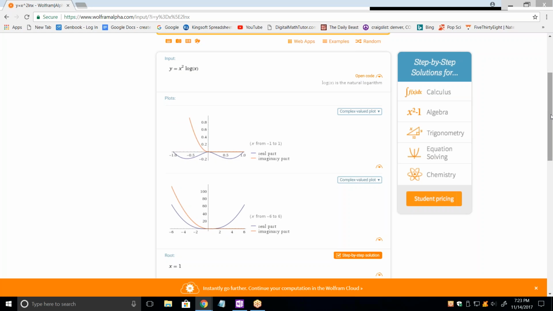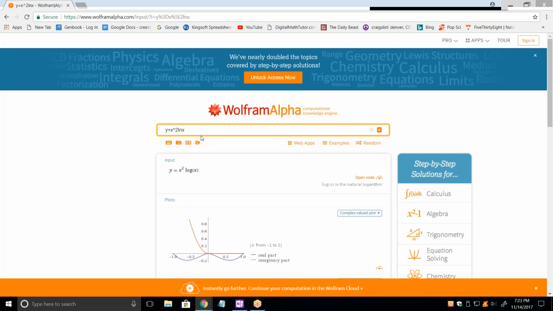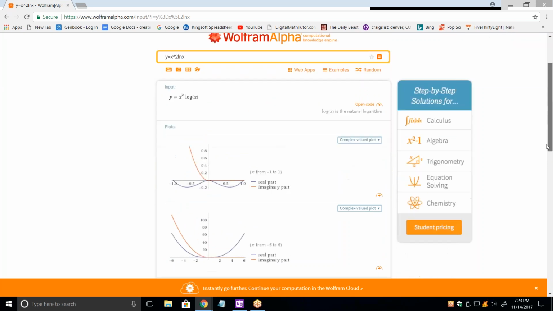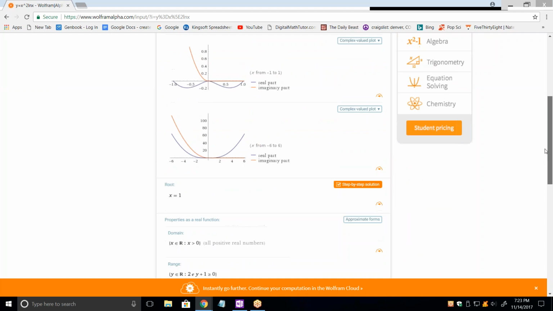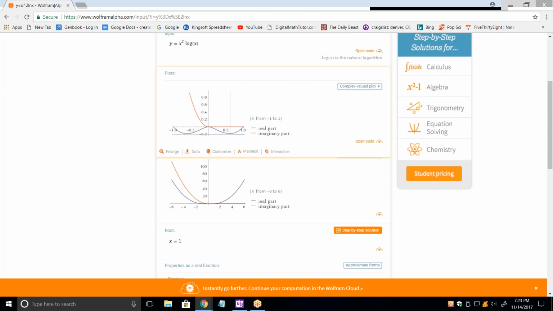And hold on a second. That should be natural log, and it put log of x. Oh, it calls it natural log. Okay, that's weird. I'd be inclined to say that's our only answer right there. And that's not a negative number.